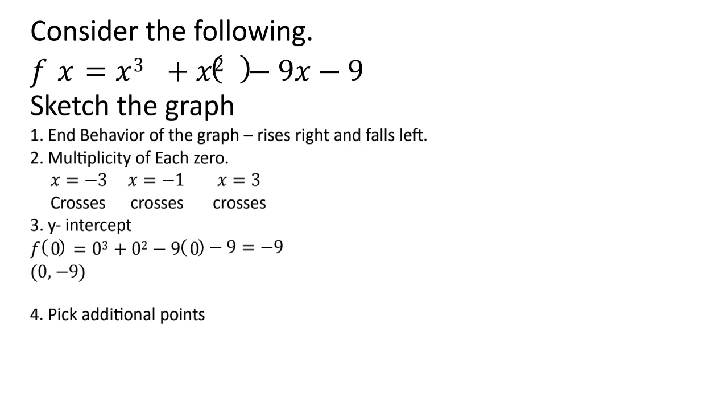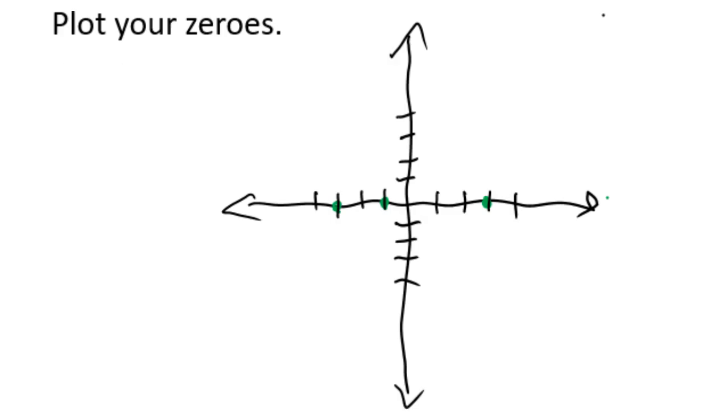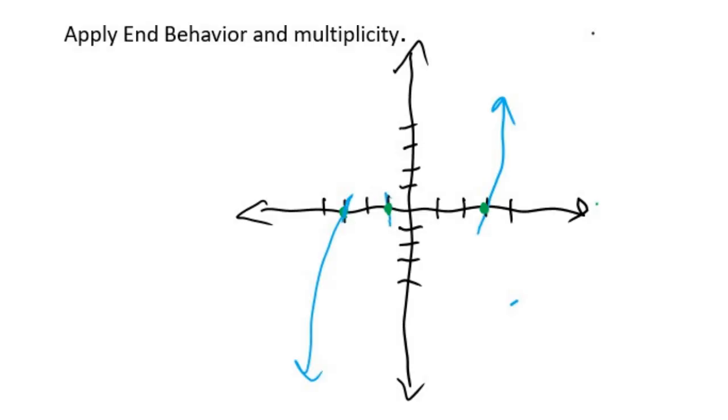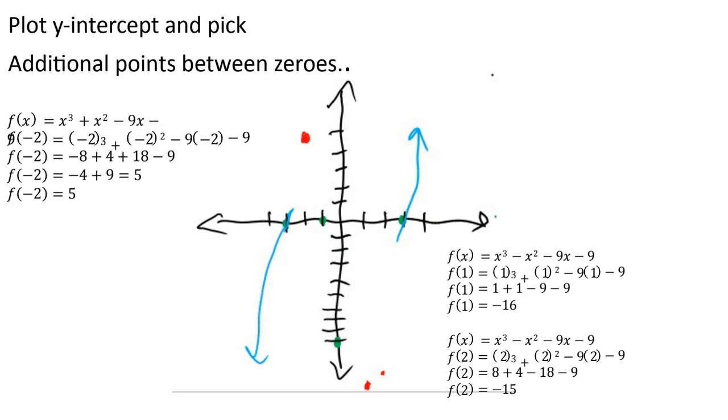Okay, so this is a sketch of the graph. These are my zeros, -3, -1, and +3. That's the first thing we're going to do. And then we're going to draw the end behavior that we found. Again, this one falls to the left and rises to the right because my leading coefficient was positive and my degree was 3, which is odd.